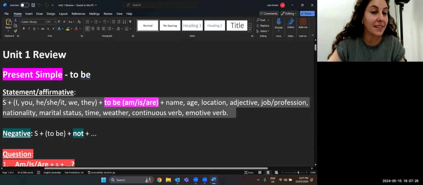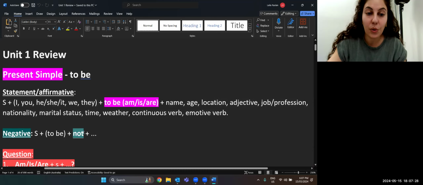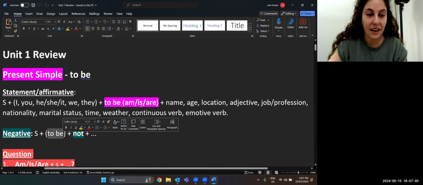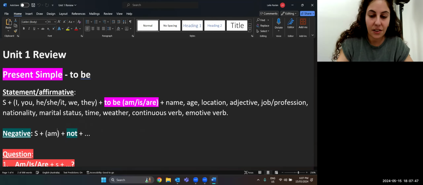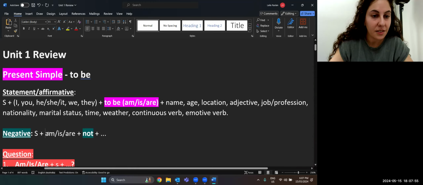Okay, now to make a negative sentence, we use the word not. So again, the subject, I, you, he, she, it, we, they. And then the verb to be, so am, is, are. And then not. Am, is, are depends on the subject. And not.